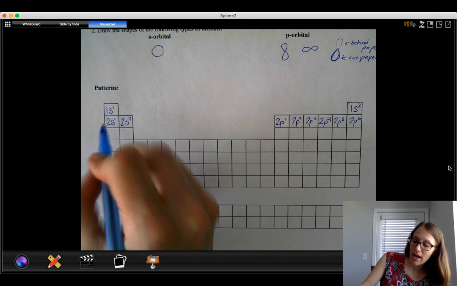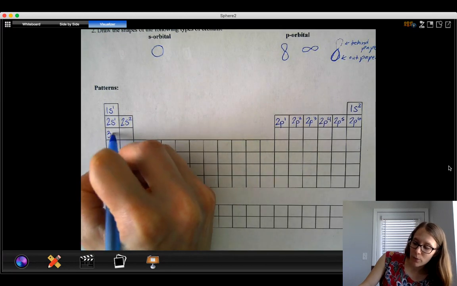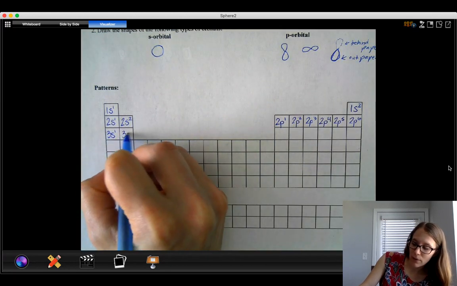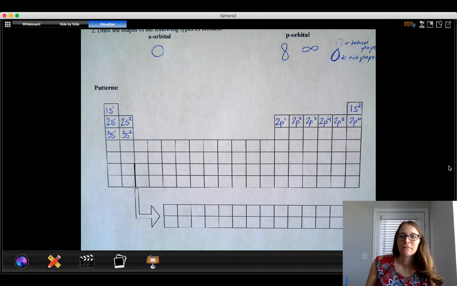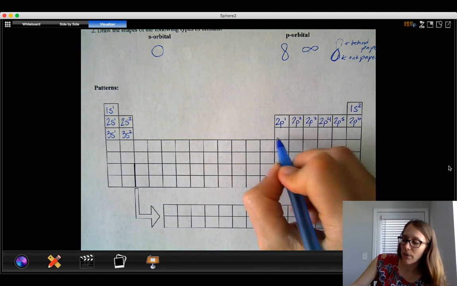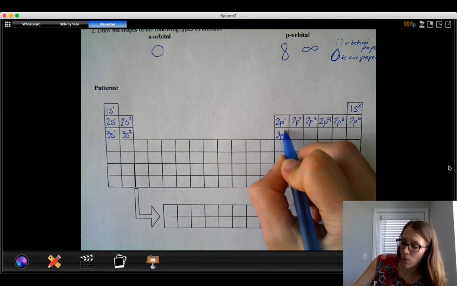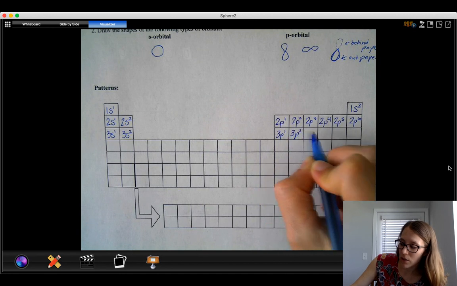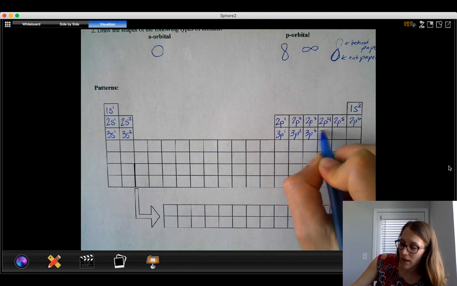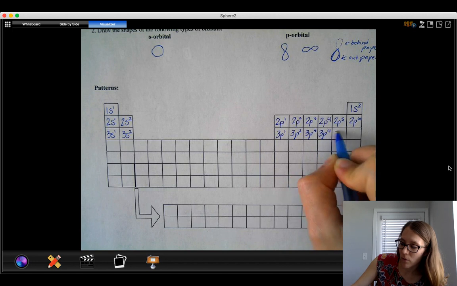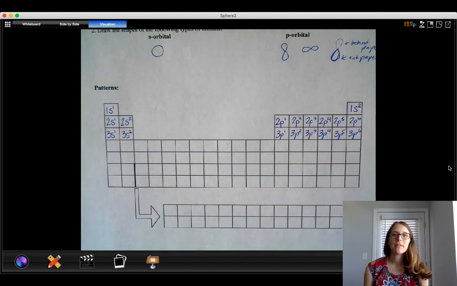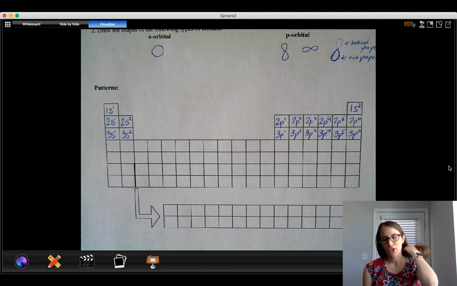Continuing on down to our next row, we have 3s1 and 3s2. And then continuing on over here, 3p1, 3p2, 3p3, 3p4, 3p5, and 3p6. So hopefully you're starting to notice some patterns as we're going through and looking at this.